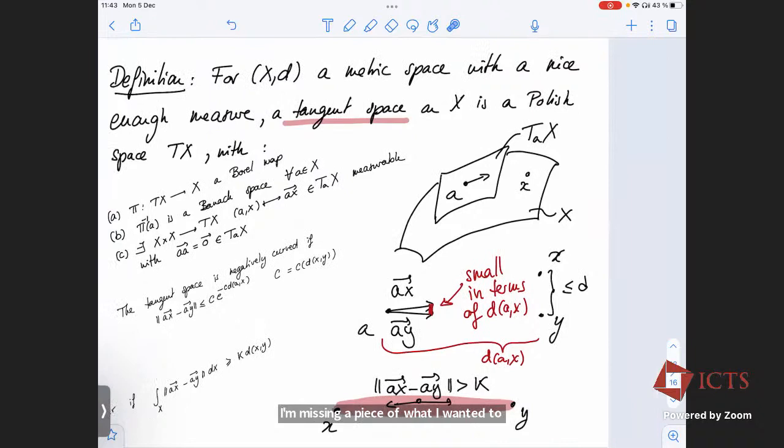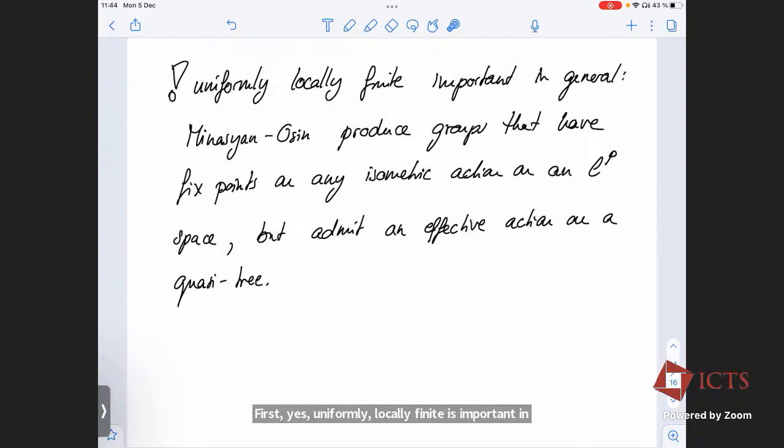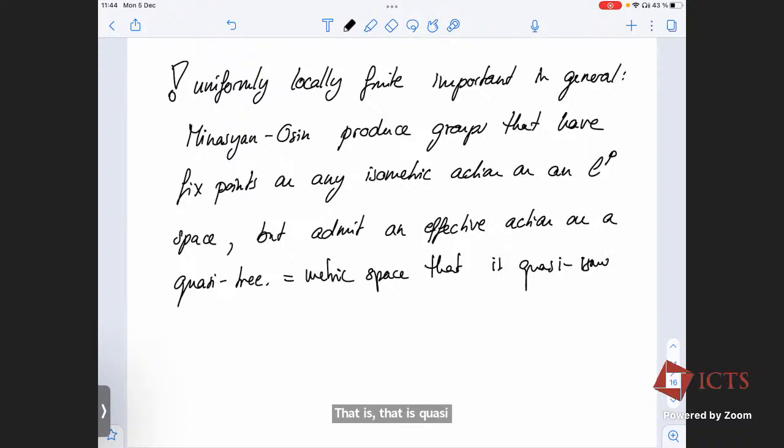First, yes, uniformly locally finite is important in general because Mimura and Osin produce groups that have a fixed point for any isometric action on an LP space, but admit a proper action on a quasi-tree. A quasi-tree is a metric space that is quasi-isometric to a tree, so not necessarily uniformly or even locally finite.